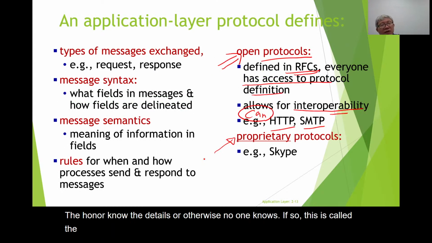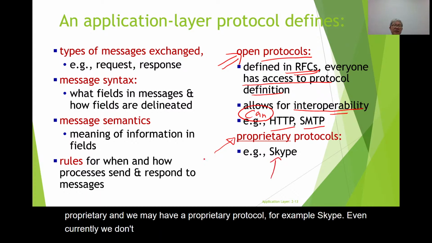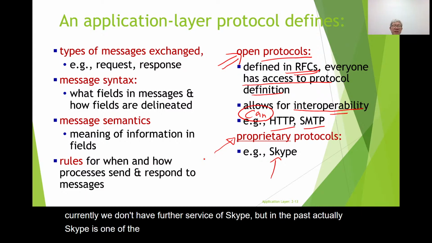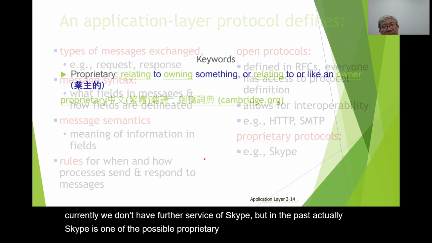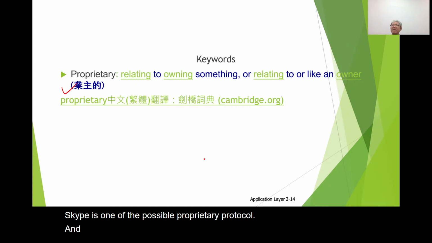And we may have a proprietary protocol. For example, Skype. Even though currently we don't have the Skype service, in the past Skype was one of the possible proprietary protocols. And for a proprietary protocol, should we have the consideration of interoperability? No. Right.